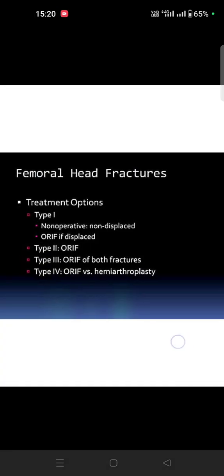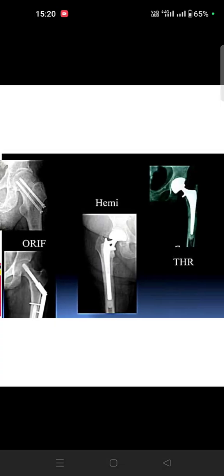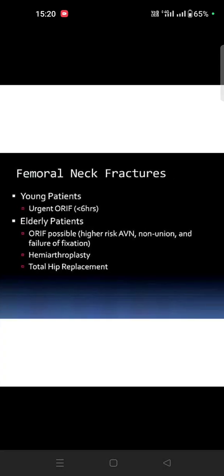Okay. Then what are the treatments? Non-operative has a very limited role: activity modification, skeletal traction. Then ORIF, hemiarthroplasty, total replacement. This is open reduction internal fixation, that is hemiarthroplasty, that is the total hip replacement. So next, femoral neck fractures.